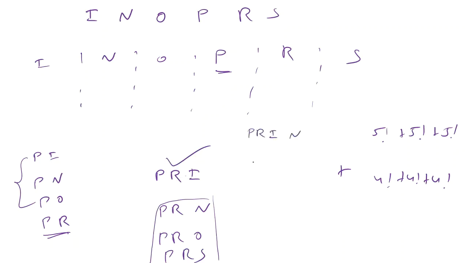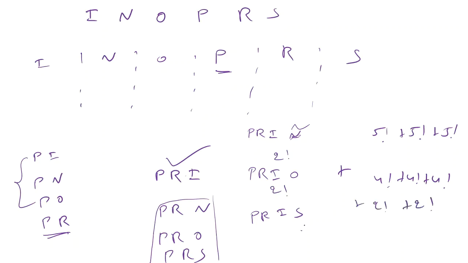All the words which begin with PRIN, all the words which begin with PRIO, and all the words which begin with PRIS. So our required word cannot be here, and required word cannot be here. Our required word will be here. So there are 2 factorial words here, there are 2 factorial words here. So plus 2 factorial plus 2 factorial.